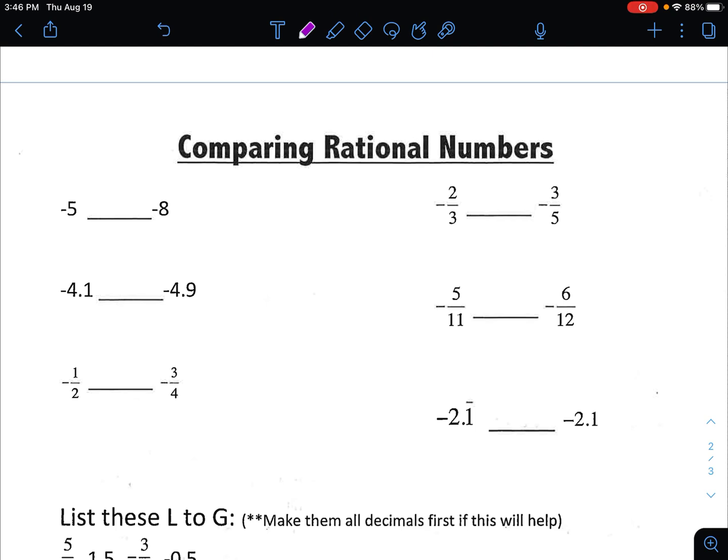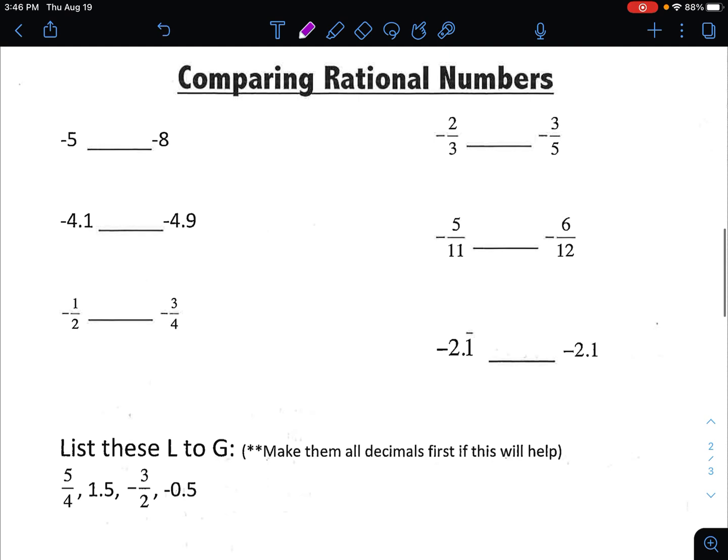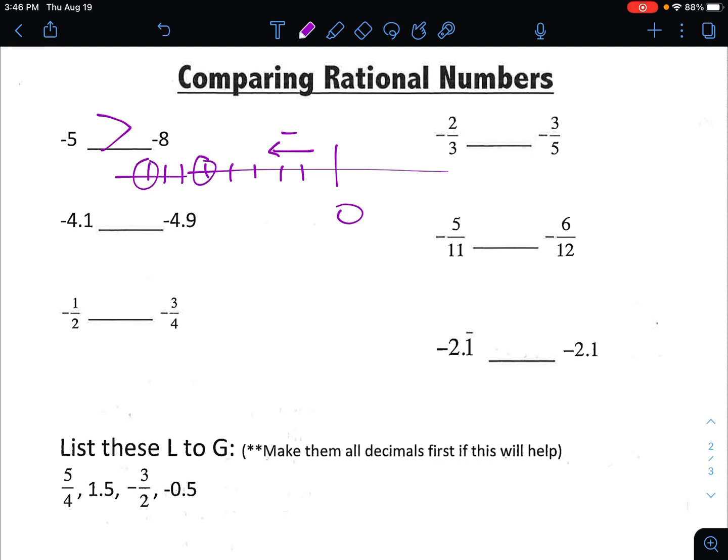Okay, so just different kinds of rational numbers, saying which would eat the other, or which the alligator would eat. So if you look at a number line, you've got 0 here. We're into the negatives. Negatives are here. So negative 1, 2, 3, 4, 5 would be here. 6, 7, 8 would be here. Keep going. So negative 8 is smaller because it's farther to the left.